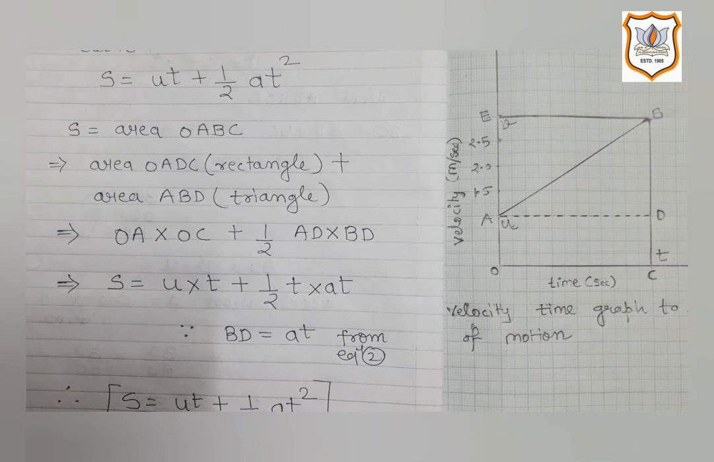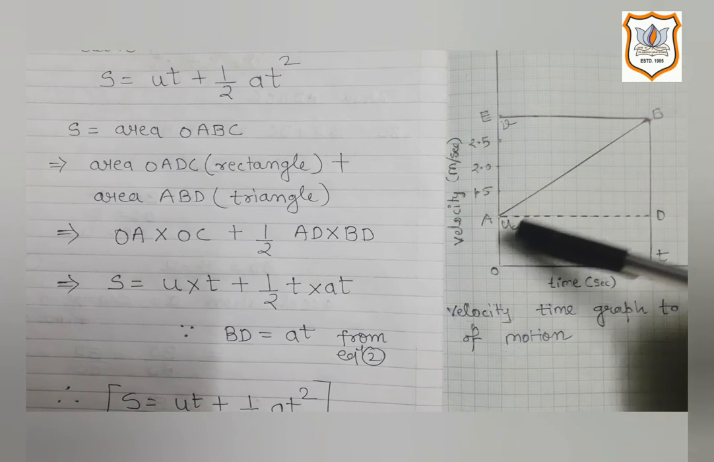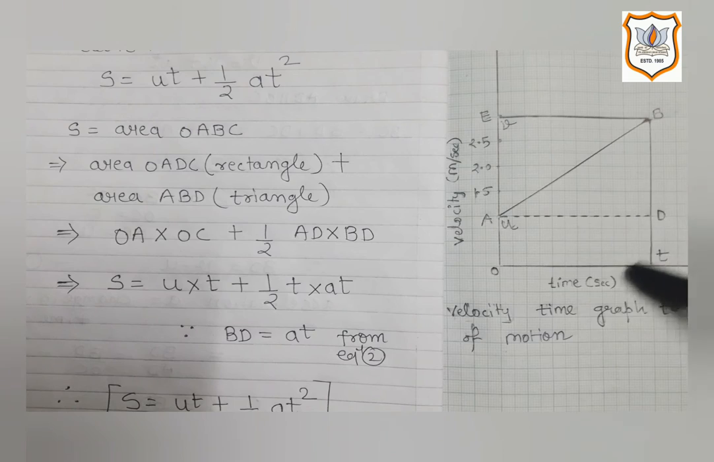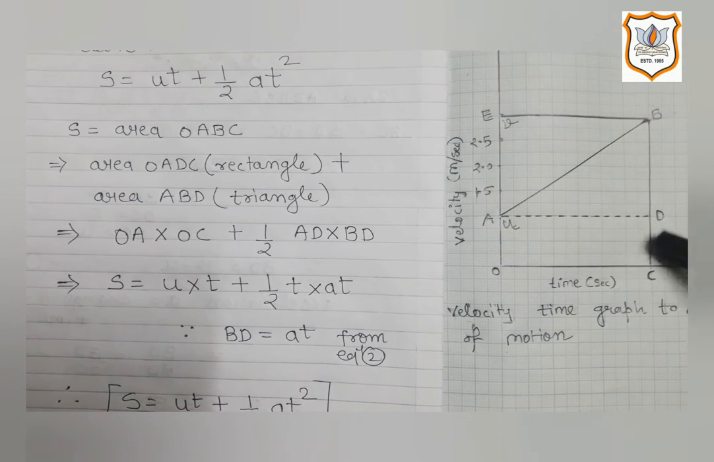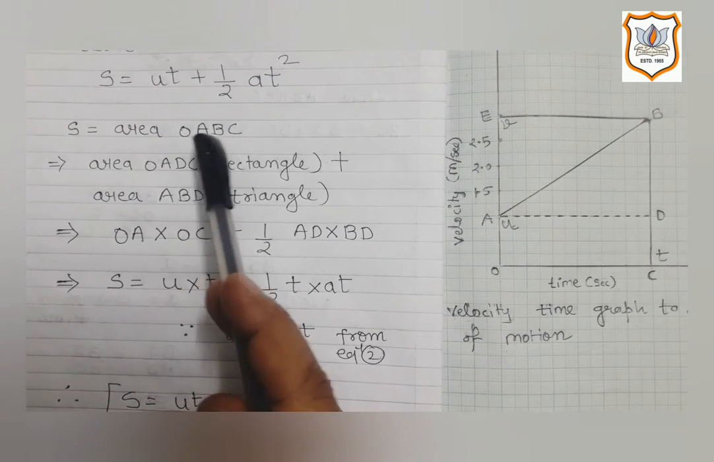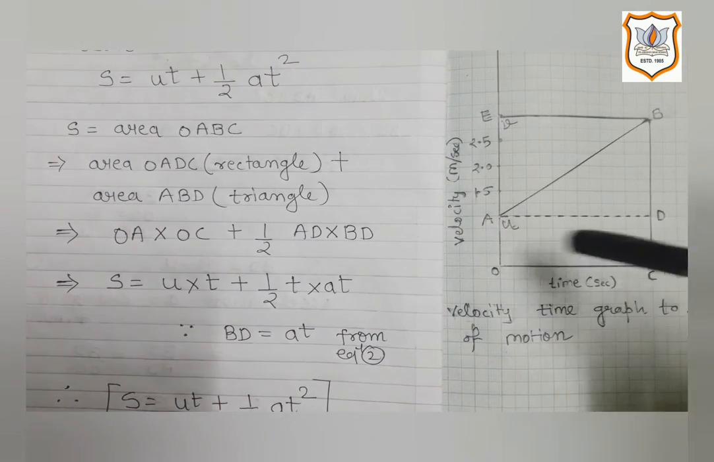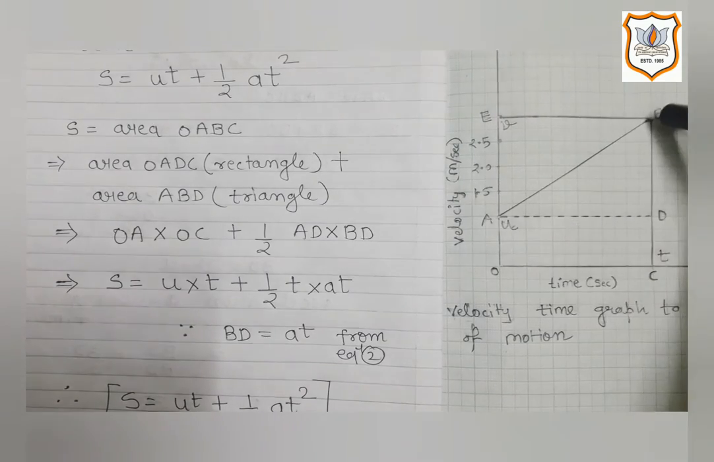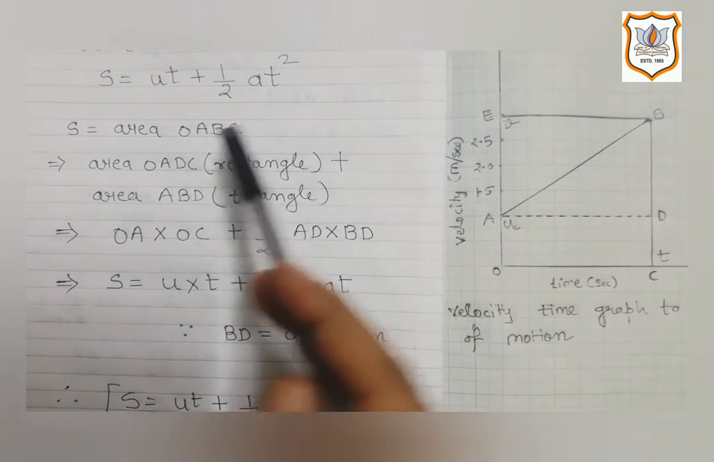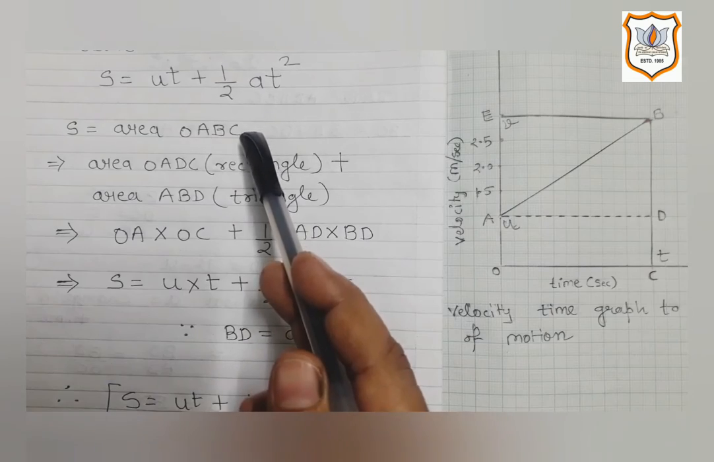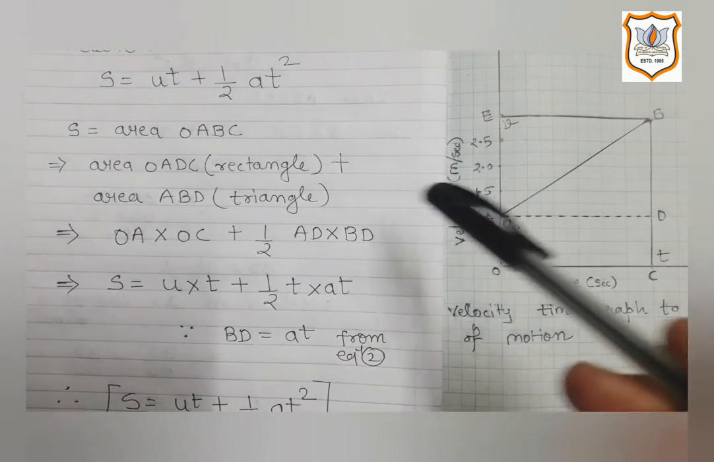Next, second equation of motion, that is equation for position time relationship. S is equal to ut plus half at square. So from the graph, the total distance traveled by the object is given by the total area OABC, as the object is traveling from point A to B. But this total area OABC is actually the combination of two areas.